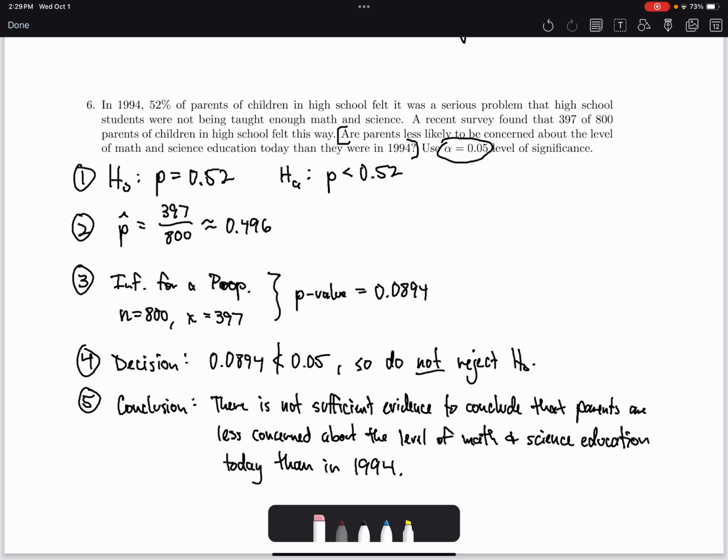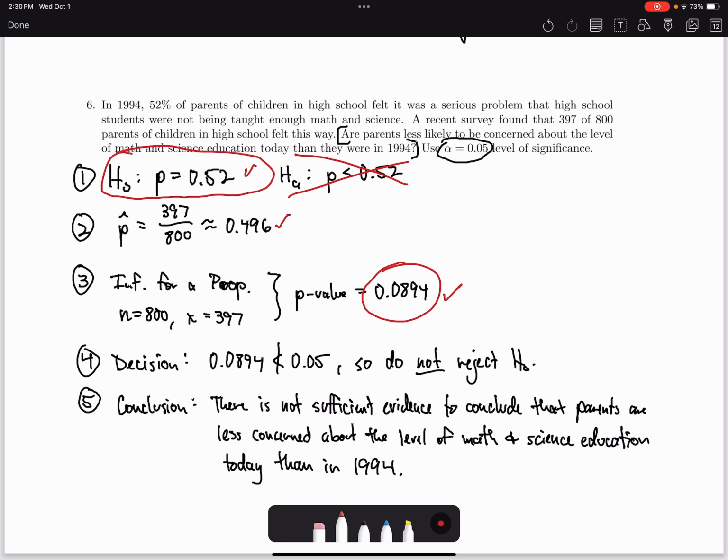Again, just to emphasize a couple things, right? Our p-value here shows that there's almost a 9% chance, an 8.94% chance, that we would obtain this result if the null hypothesis were true. Well, a 9% chance is not that small. And so we really don't have good evidence to reject the null hypothesis. We don't have good evidence to reject this assumption. So we don't reject it, which means there's really not sufficient evidence to support the alternative.